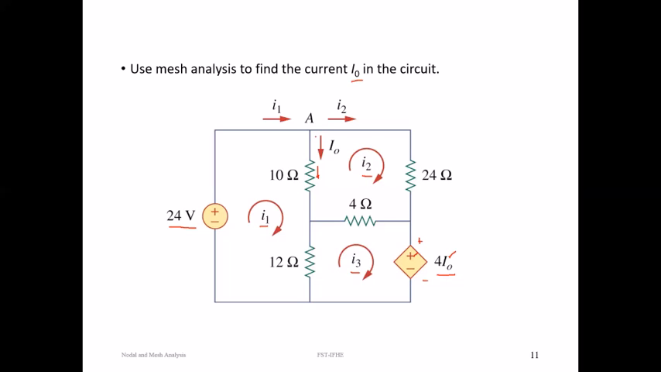Okay. So we need to determine I0. Let the current flowing through mesh 1 be I1. Let the current flowing through mesh 2 be I2. Let the current flowing through mesh 3 be I3.